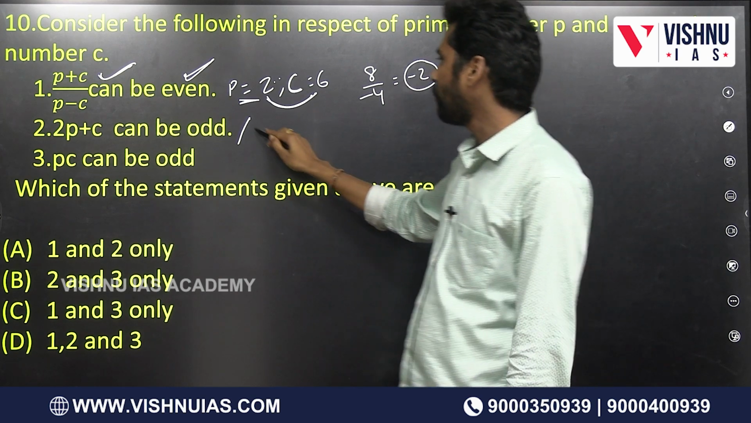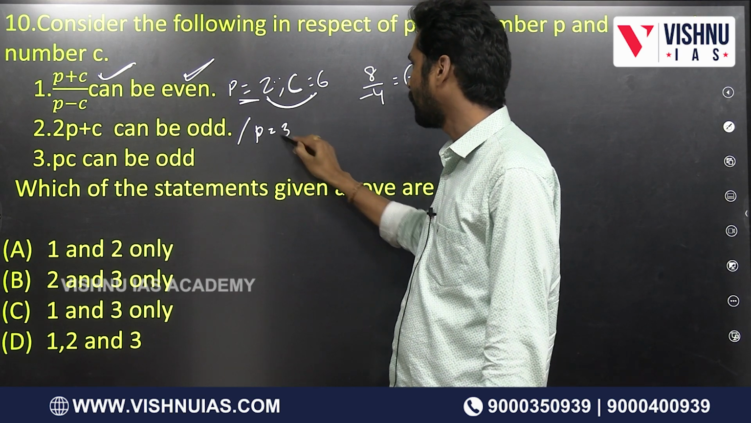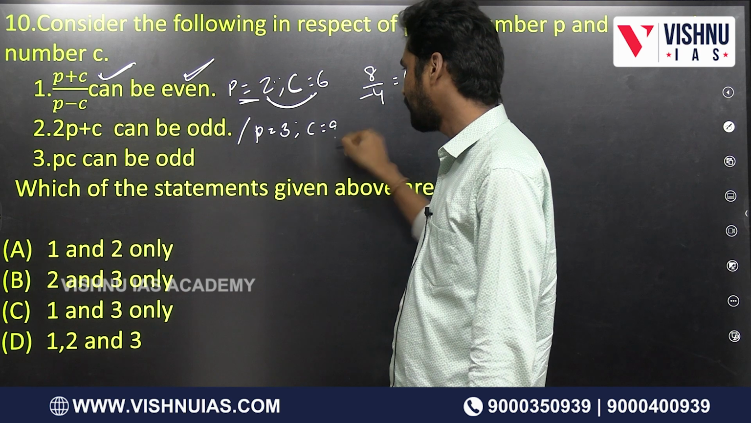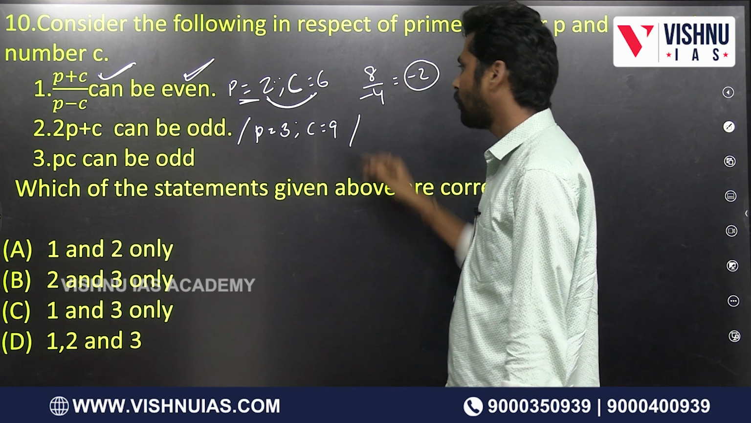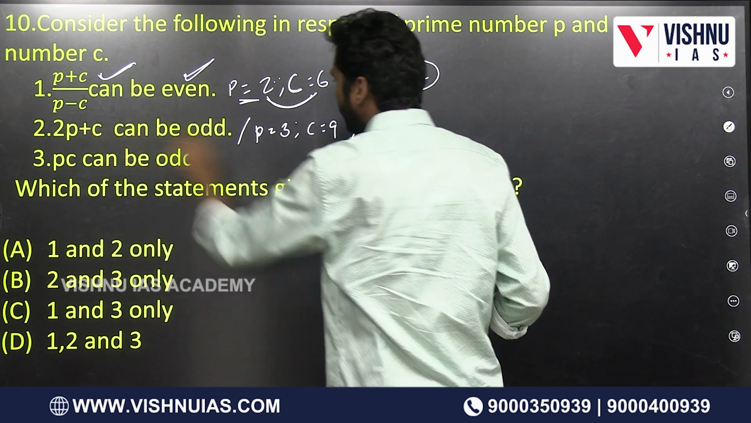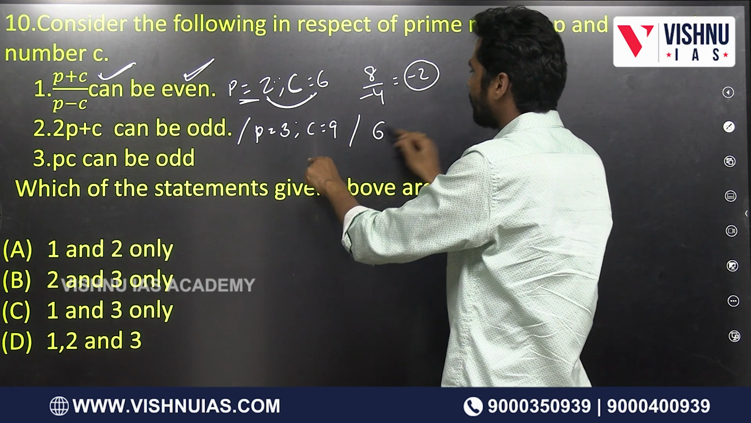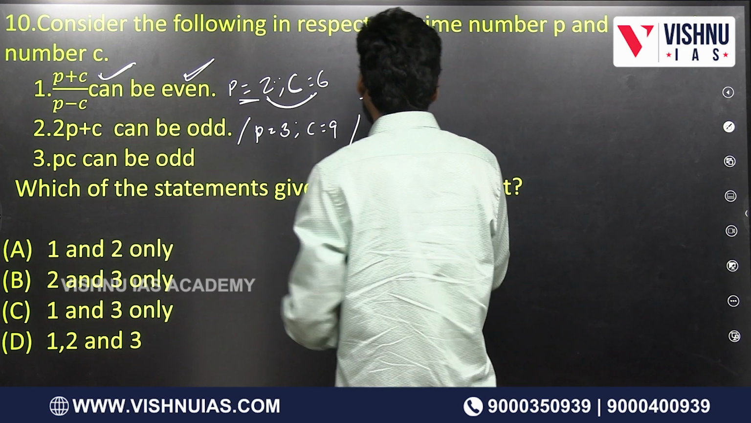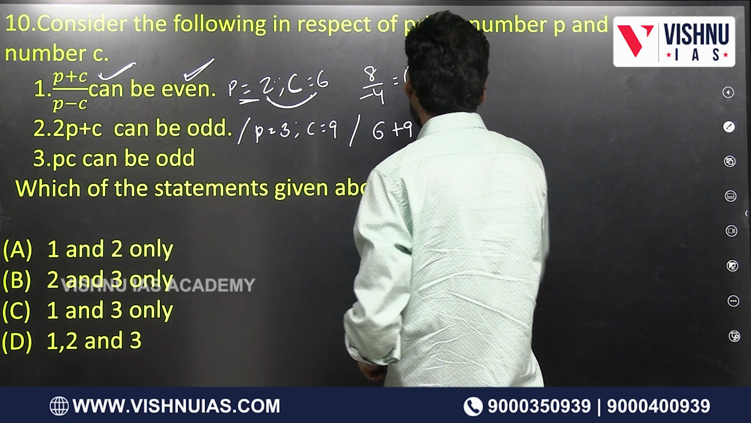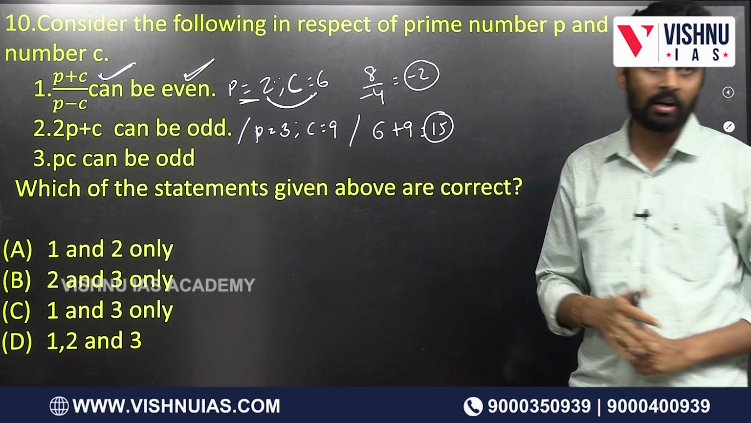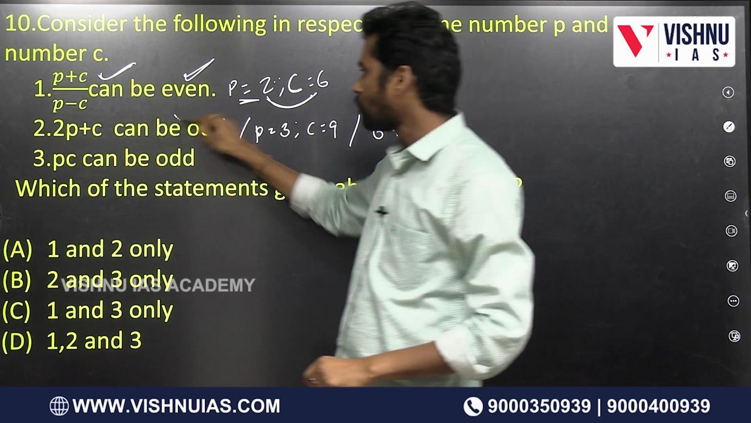Again, you tell me the value of P. 3. So P is 3, C is 9. Suppose you take that. So here 2P plus C can be odd. 2P means 2 into 3, which is 6, plus C, which is 9. 6 plus 9 is how much? 15. 15 is an odd number, right? So the second condition is also correct.